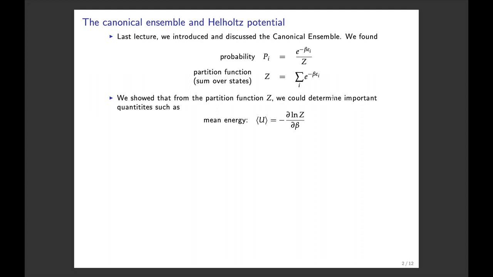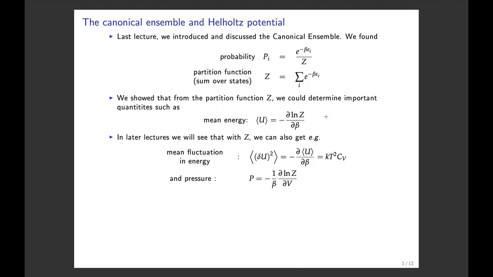And we showed that once we had the partition function, we could determine important quantities such as the mean energy, which is easy to see is the partial derivative of the logarithm of the partition function with respect to beta. Beta being, of course, 1 over kBT. That's easy to see just by plugging this into this equation.